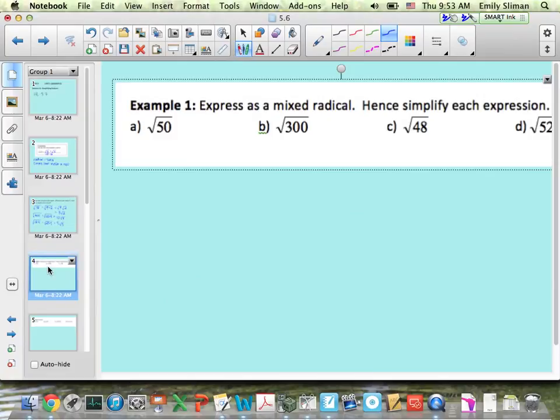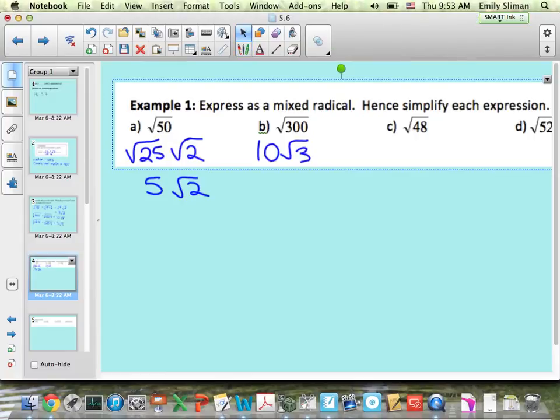All right, so 50. Are 10 or 5 a perfect square? 25 times 2. 5 root 2. 300. 10 root 3, that's on the other side. 48.